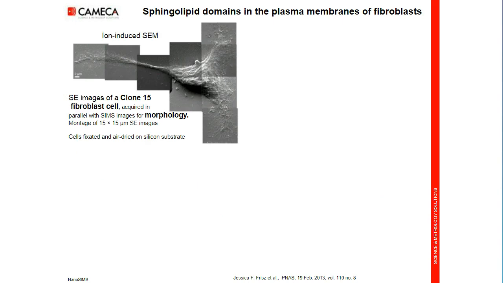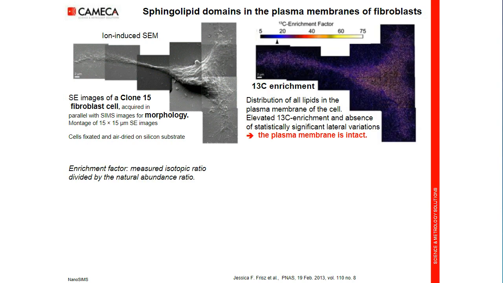We show here a mosaic of secondary electron images collected in the NanoSIMS in parallel with the ion images. SE images greatly help in observing the morphology of the cell, here fixed and air-dried on a flat silicon substrate. Now, on the right side, we display the carbon-13 enrichment, which is the carbon-13 over carbon-12 ratio normalized by the natural isotopic ratio. We do not observe significant localized enrichment, but rather a homogeneous signal indicating that the plasma membrane has been well kept intact.